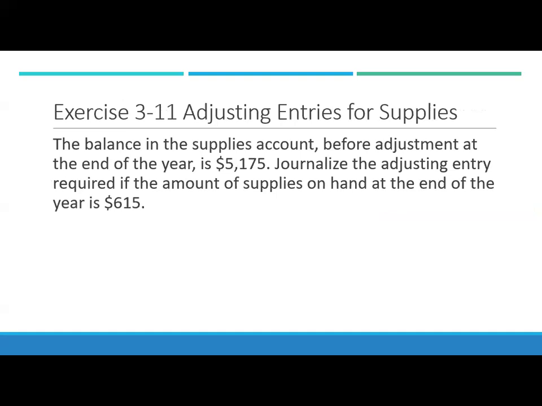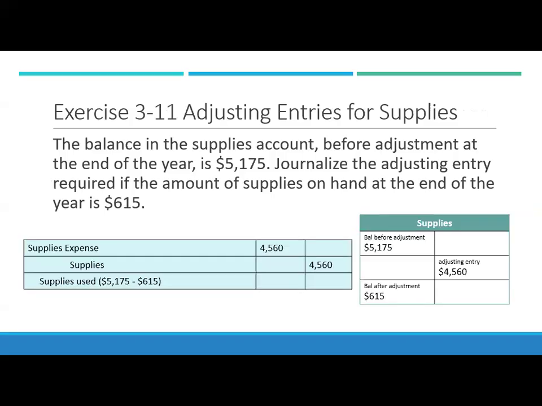The balance in the supplies account before adjustment is 5,175, and then the amount of supplies on hand at the end of the year is $615. And so we have a debit of supplies account balance before adjustment of 5,175. We know it needs to be 615, and so we take 5,175 minus 615. We know the credit that we need, and then our supplies expense is 4,560 as a debit, and then credit to supplies to reduce it.